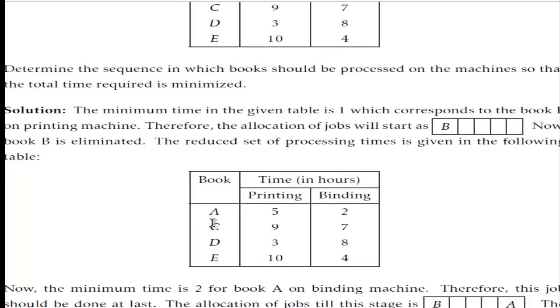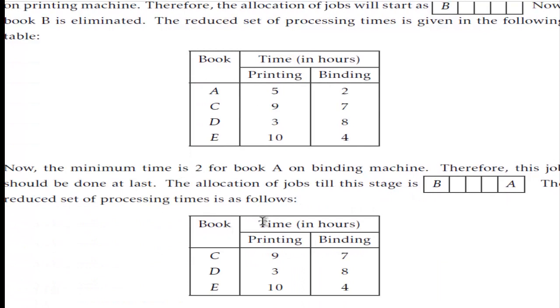Now I have A, C, D, E, right? This is the next table. So I have to again try to see which job is smaller. I'm scanning 5, 9, 3, 10, 2. Oh, okay, 2 is smaller in all of this. So I have to assign 2, but when you have to assign 2, that has to be done in the last, because I cannot do the binding without printing, right? So therefore this has to be done at the back. So that's why I assign binding at the back, okay, on the last. So assign this job A on the last.